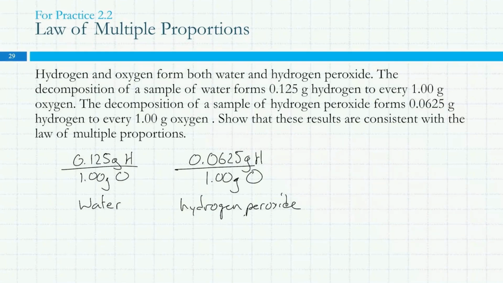Now which ones should I, what order should I divide? Which one do I put on top? Which one do I put on the bottom? Larger one on top. It's pretty much always the larger one on top. So the larger one, 0.125. So I put 0.125, and we can simplify this because it's per 1. So I can just do 0.125 divided by 0.0625. And that's going to be 2.